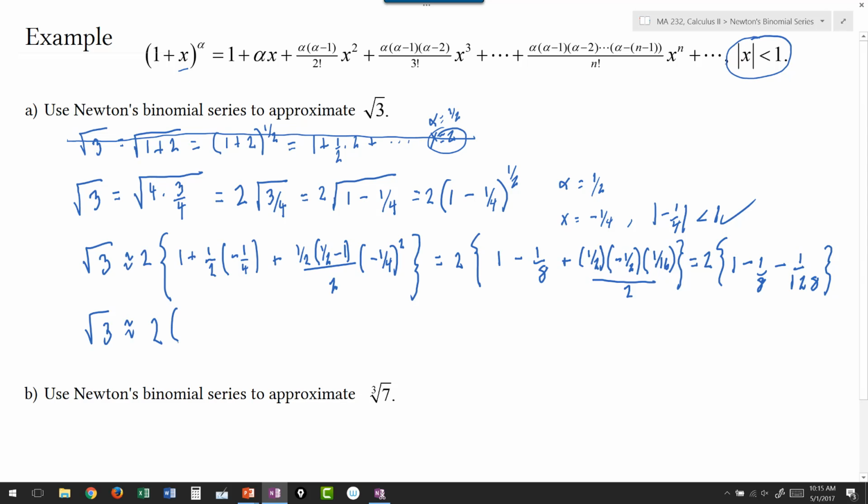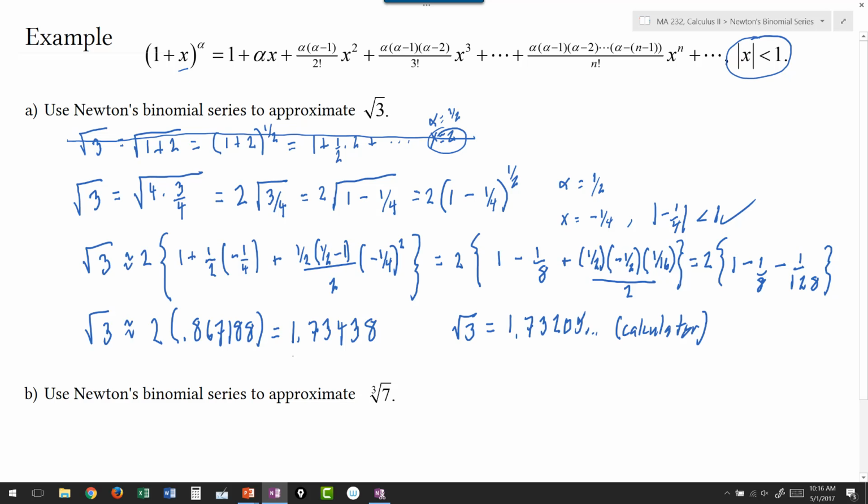about 2 times 0.867188, and that's about 1.73438. Now just plugging square root 3 into a calculator gives me 1.73205. So like our previous calculations with Taylor polynomials for sine x and e to the x, I hope you find this kind of an impressive result.